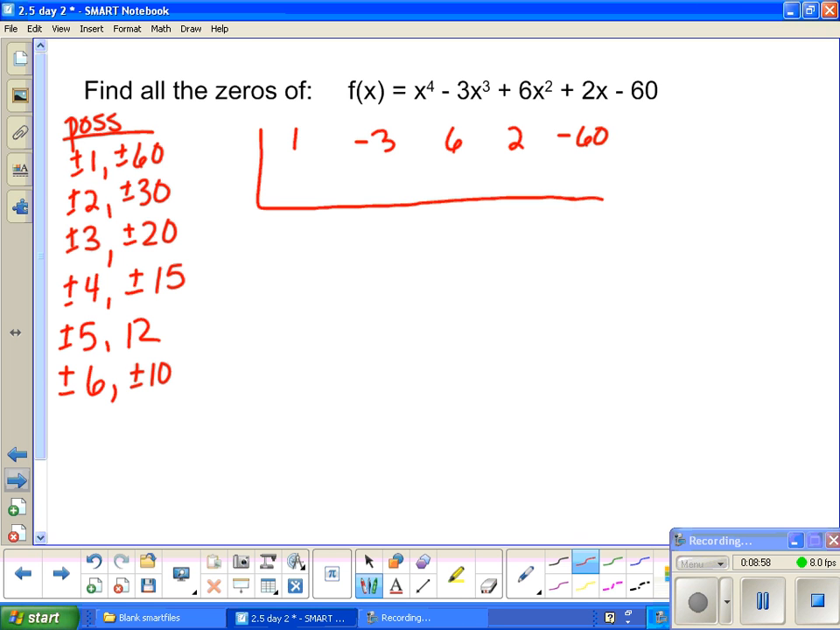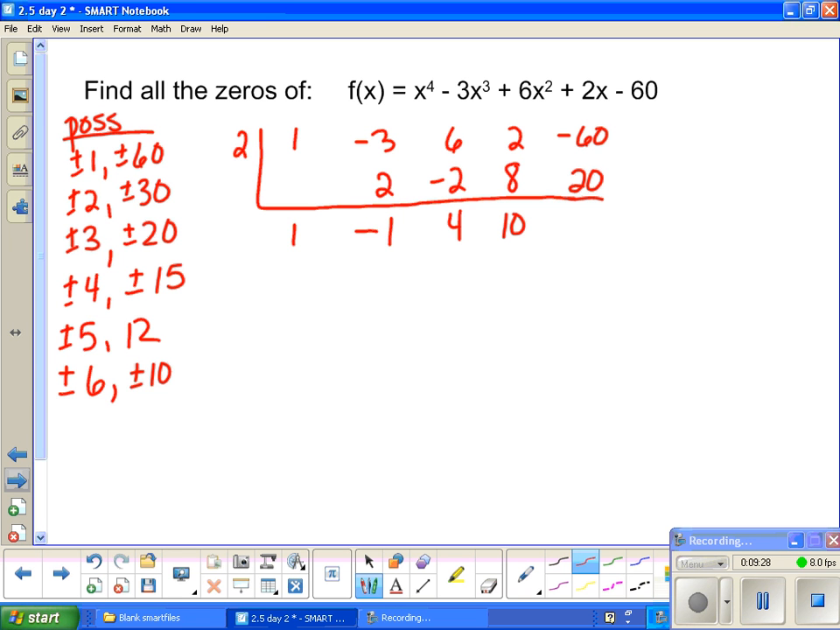Okay. I'm going to start, because 60 is at the end, instead of with 1, I'm going to start with 2, 1. 2 times 1, 2. Negative 3, negative 1. Multiply, add, multiply, add. Okay, so I'm getting close, so I'm not going to go back to 1, and I'm thinking I might try 3 next.